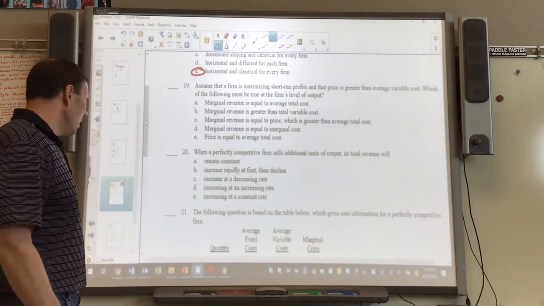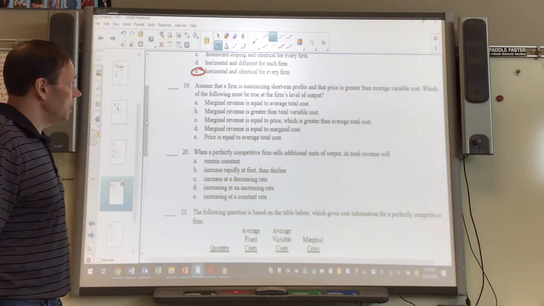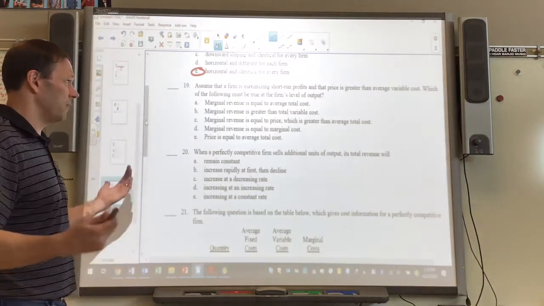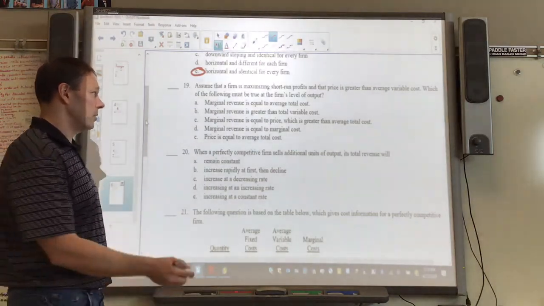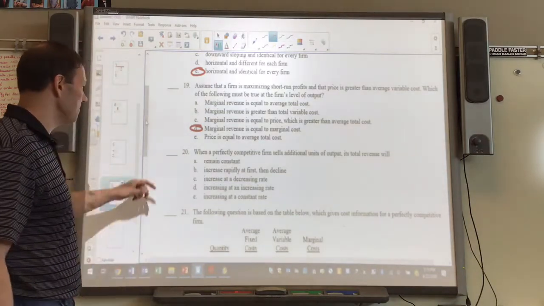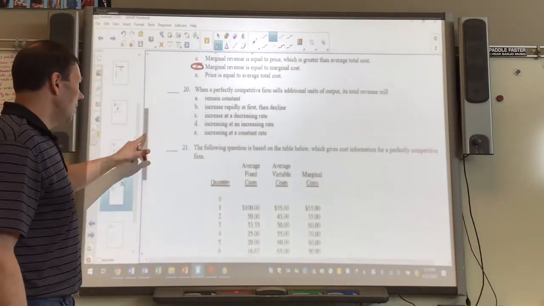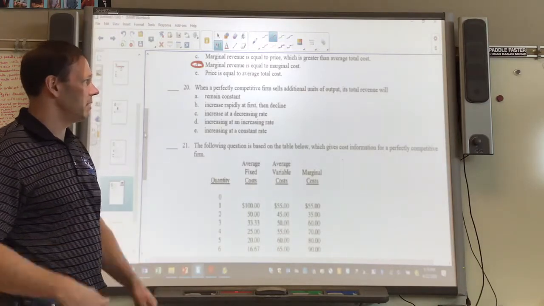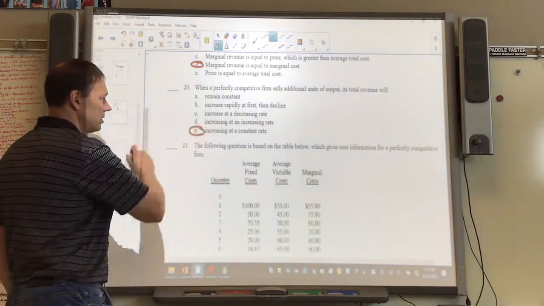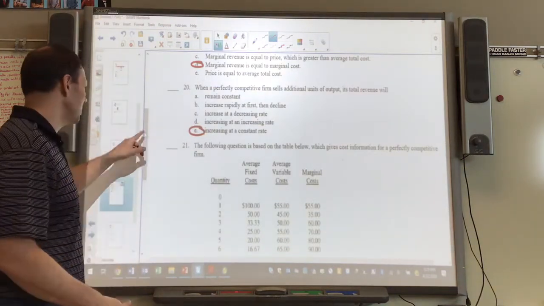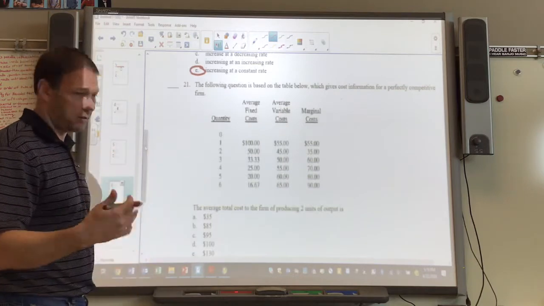Number 19, assume that a firm is maximizing short-run profits. Price is greater than AVC. Well, if you're maximizing profits, you've got to be producing where MR equals MC, because that's profit maximizing, so it's got to be D. Number 20, when a perfectly competitive firm sells additional units of output, its total revenue increases at a constant rate. If the market price is $5, every time you sell another unit, you get another $5.